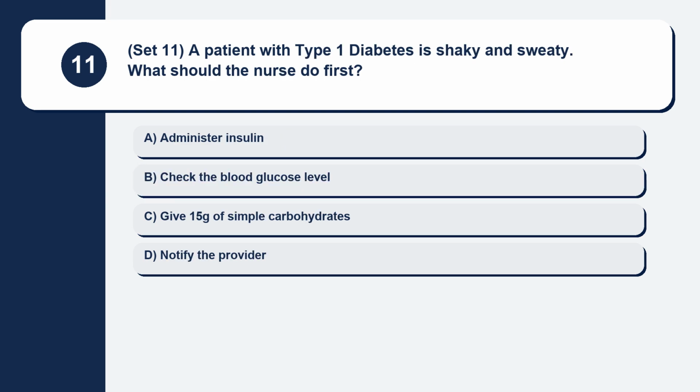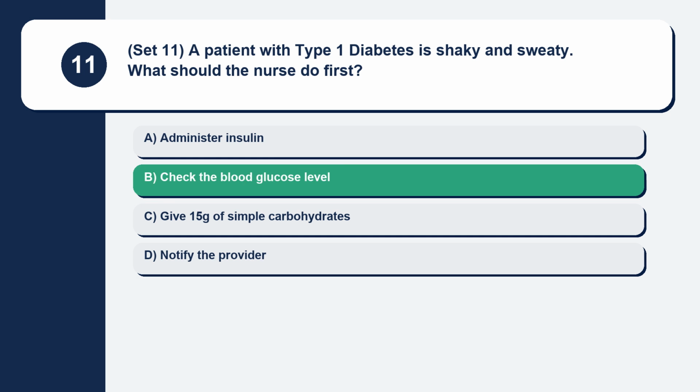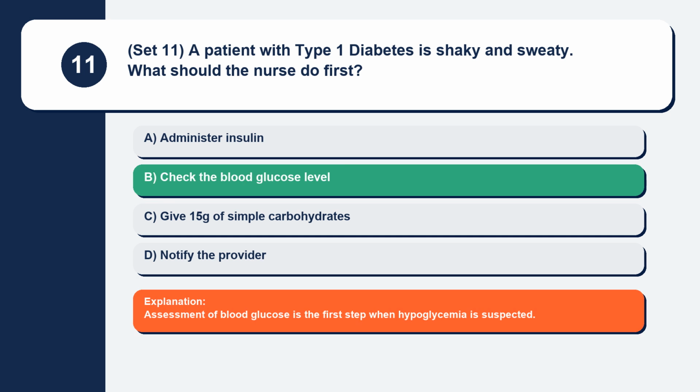Question 11. Set 11, a patient with type 1 diabetes is shaky and sweaty. What should the nurse do first? Administer insulin, check the blood glucose level, give 15 g of simple carbohydrates, notify the provider. Assessment of blood glucose is the first step when hypoglycemia is suspected.